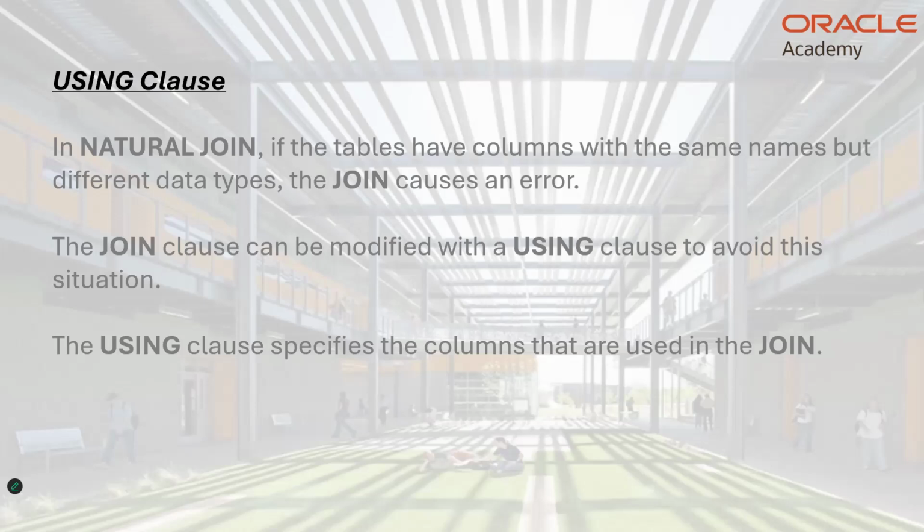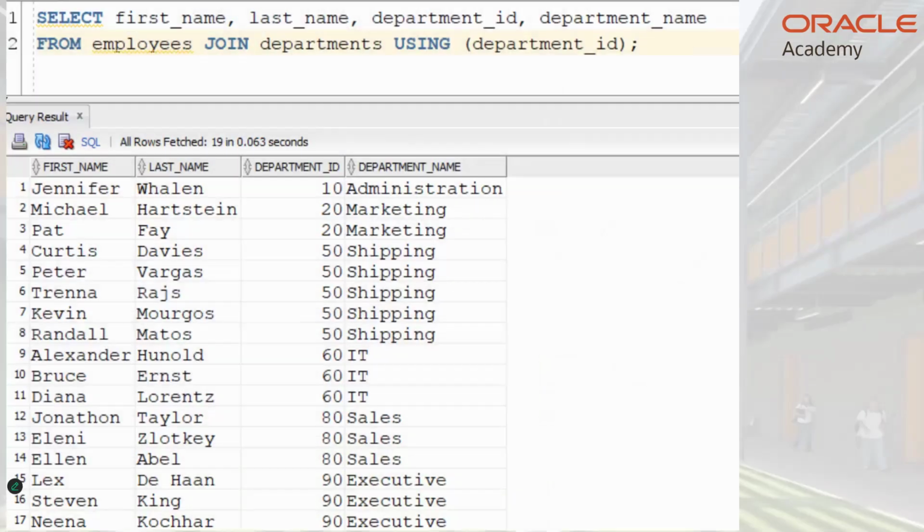So as you can see, if you have a using clause, you determine which columns you can join, and they don't necessarily need to have the same name. So take a look at this example. Select first name, last name, department ID, department name from employees, join. And in this case, here's the key here.